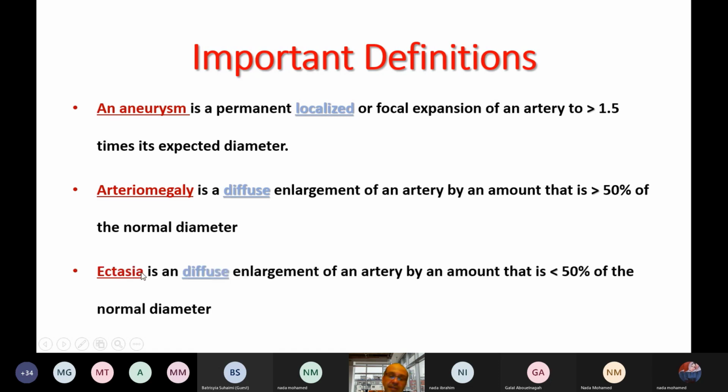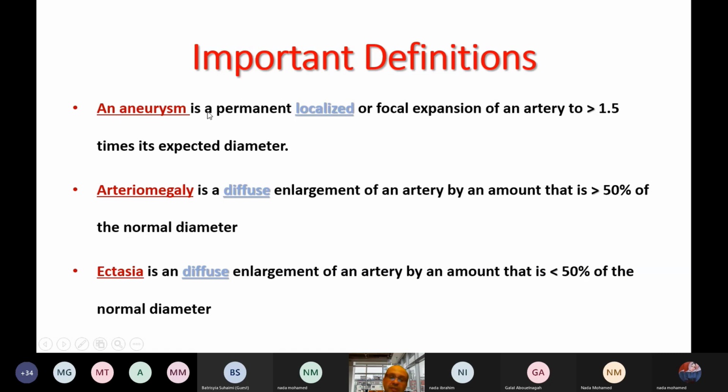And I have sometimes ectasia. It is very common with old age. The patient is of old age, the blood vessel is exhausted over time, so there is a diffuse dilatation of the artery. It is like arteriomegaly, but it is less than arteriomegaly because the arterial dilatation is less than 50%.